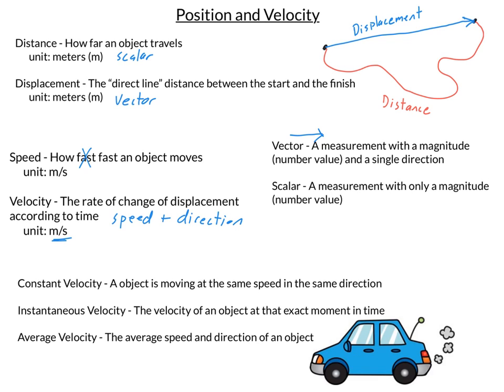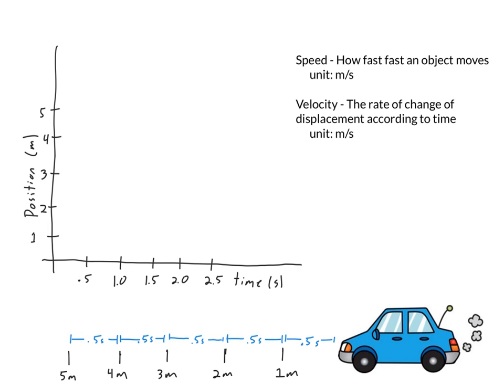Now, constant velocity is when an object is moving at the same speed and in the exact same direction. Instantaneous velocity is the velocity at one specific moment in time. Average velocity is your average speed and your average direction that the object ends up moving. Now, there are two key things you need to get out of this lesson. First, what is the equation for velocity, and how do we use that equation to solve problems?